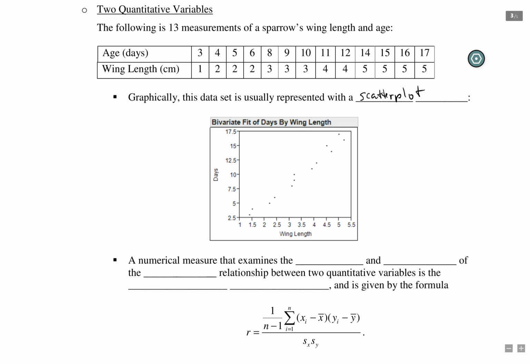And so for this kind of bivariate data, that's paired data, we look at it graphically. Okay, so when you look at wing length versus days or age, there appears to be a positive relationship. That is, as the age of the bird goes up, wing length increases, and that seems to be very natural. But more than that, we see a nice linear relationship between the two. Okay, and there's a particular way to measure that linear relationship.